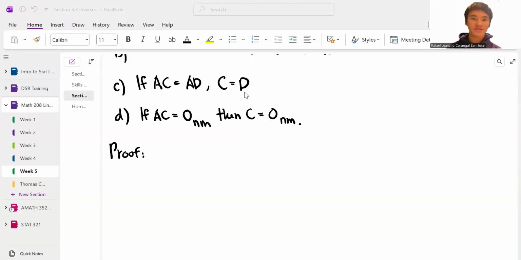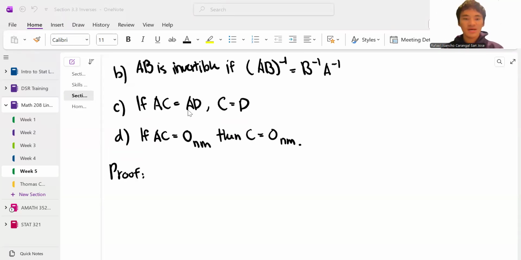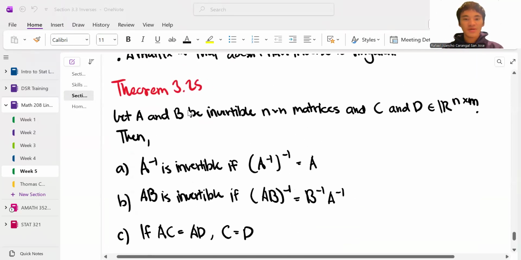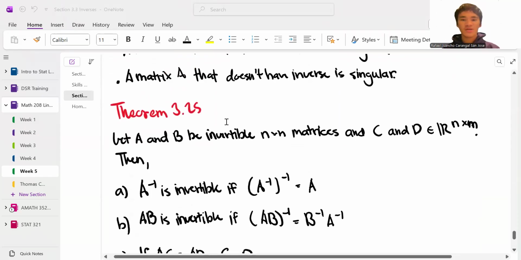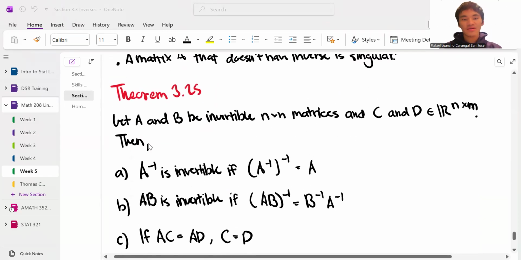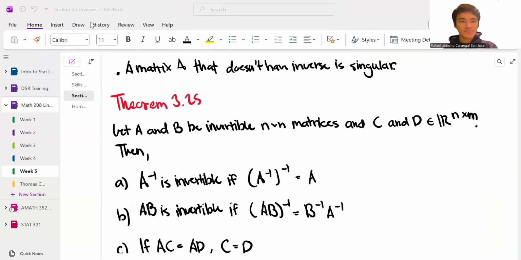So today we're going to be continuing our linear algebra series, and we're going to start with doing a proof of this particular theorem that we've stopped at. So the theorem, just to briefly recall, states that we have matrices A and B, and they're both invertible n by n matrices.